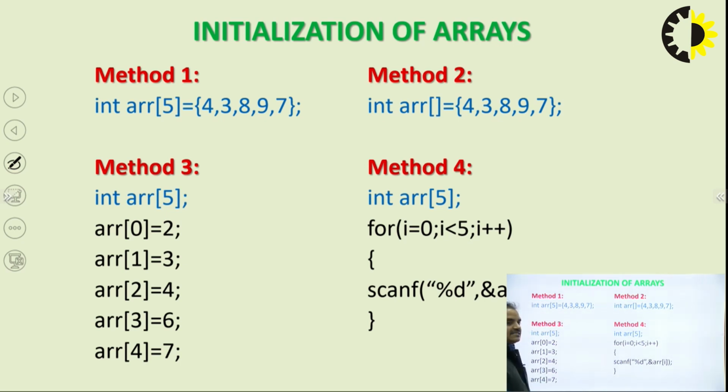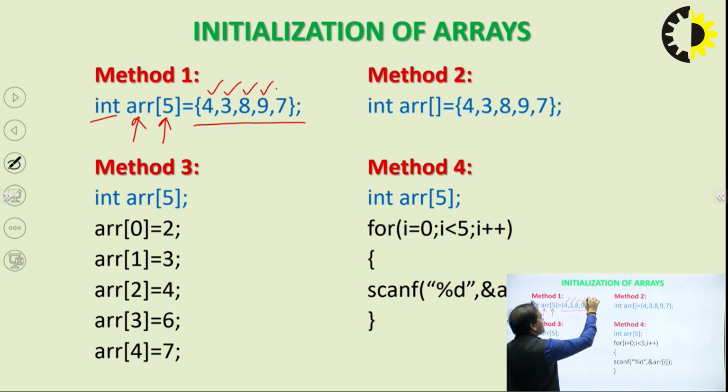In case of initialization of an array, we discussed it previously also. Here we write the data type of the array, this is the name of the array and this is the size of the array. Here there are 5 values in the array. We write like this: curly bracket 4, 3, 9, 8 and 7.